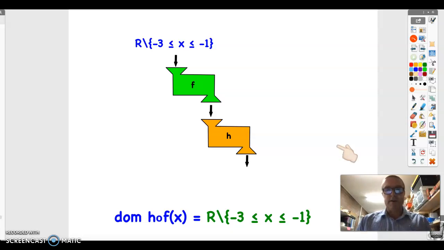And here's that composite function. This is the domain of the composite function, so the domain of h of f. Even though the implied domain for f was all real numbers, for the composite function the domain of h of f will be all real numbers excluding -3 to -1.